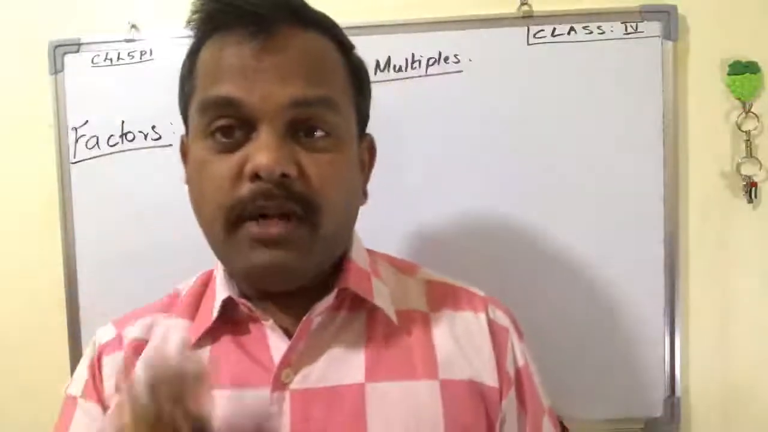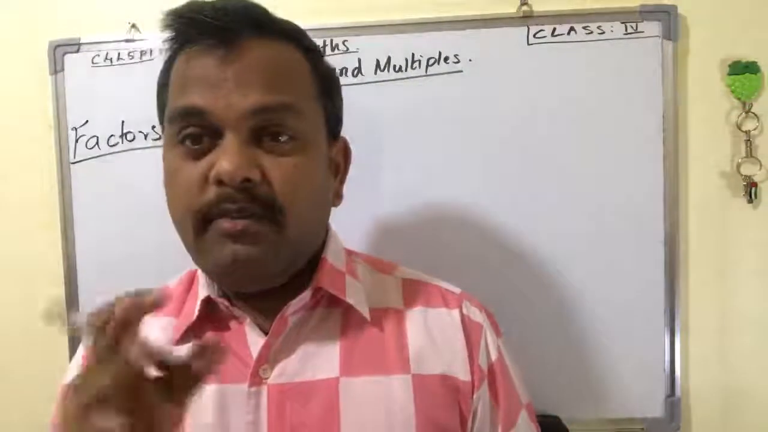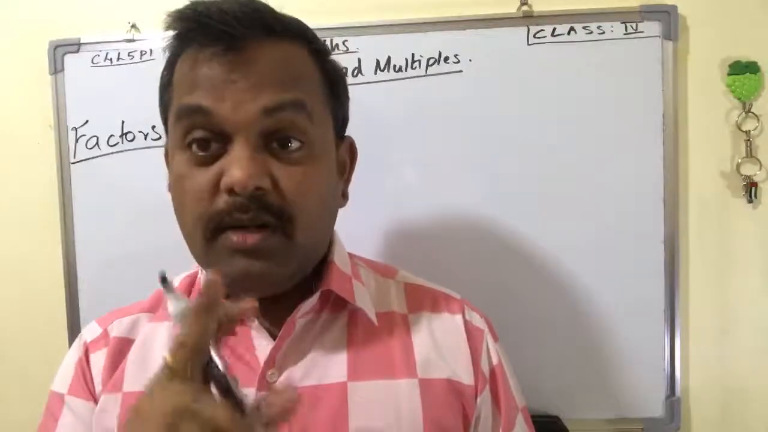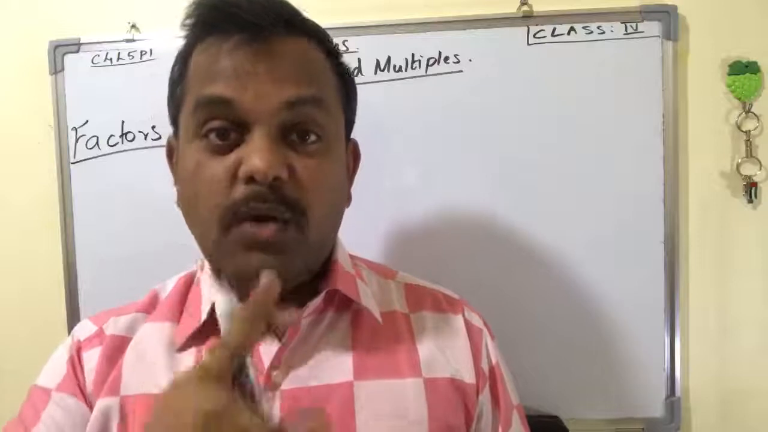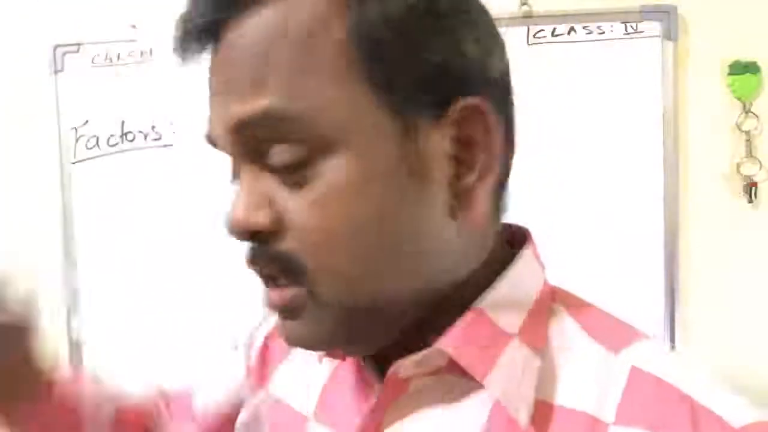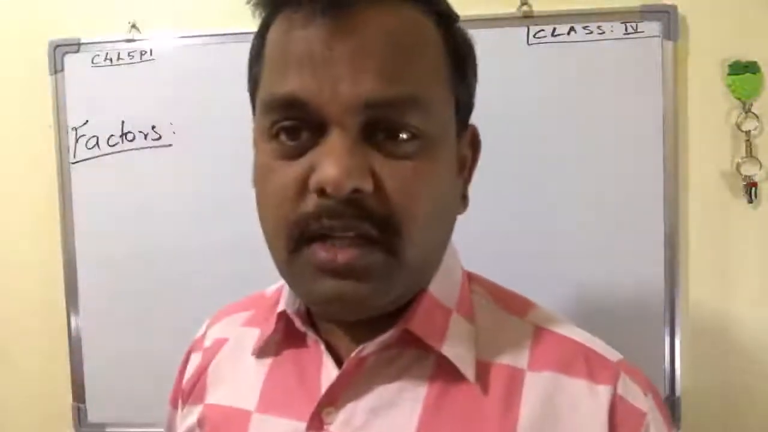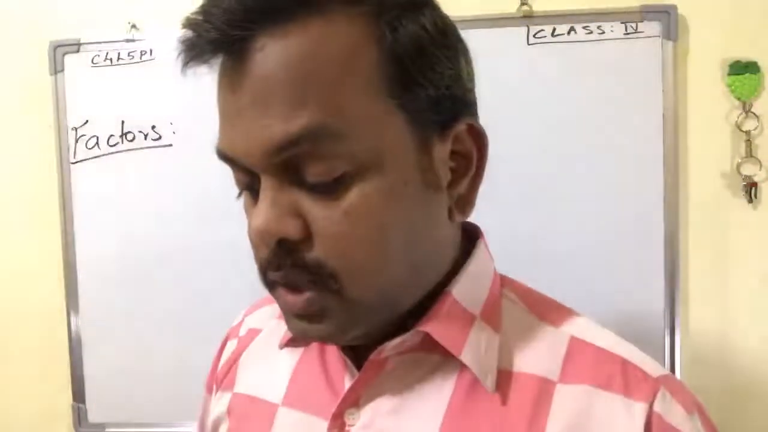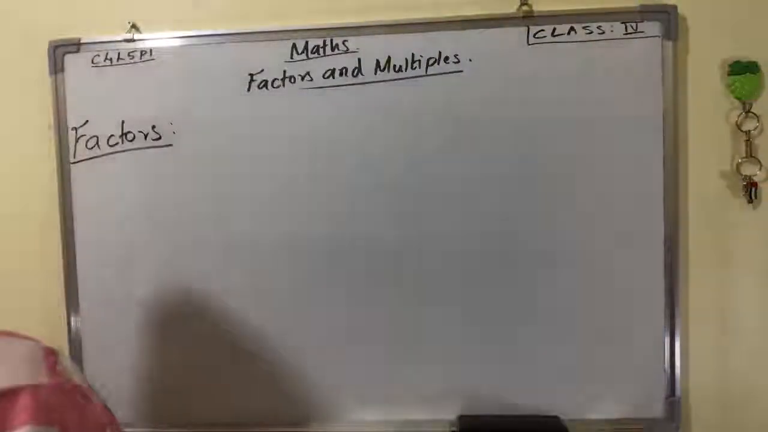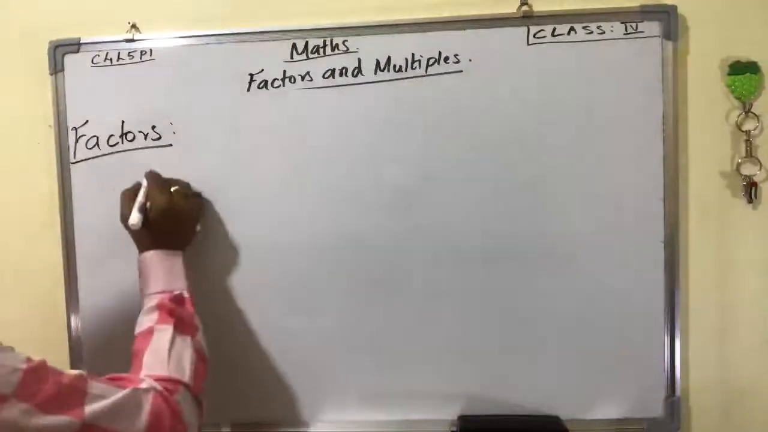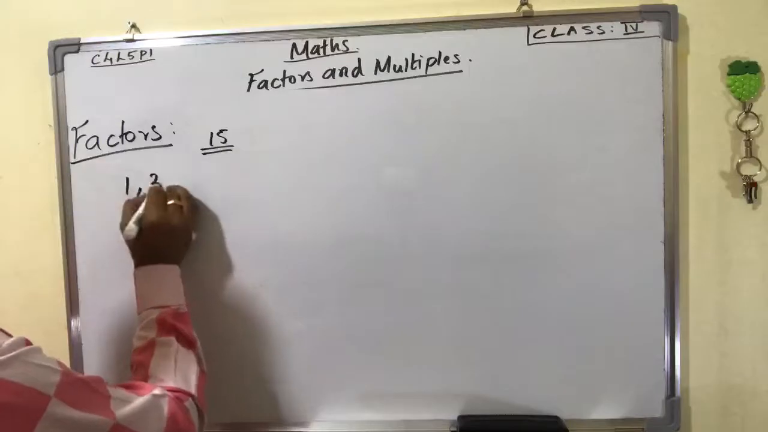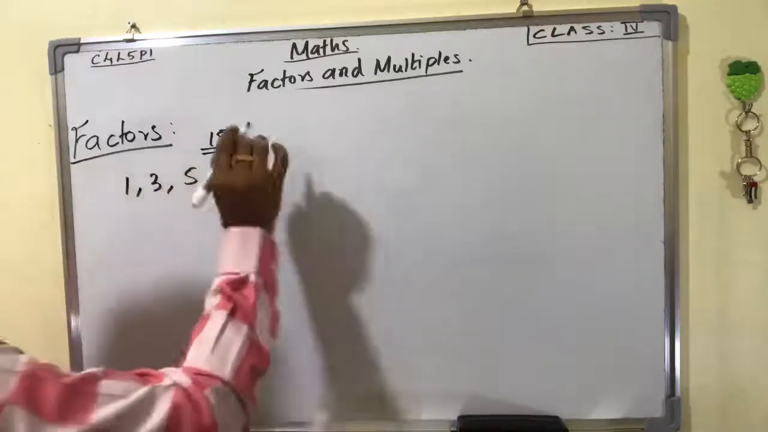Actually the proper definition of a factor is a number that divides any number without leaving any remainder. The factor of a number divides the number without leaving a remainder. This is a factor. From your book it is given very easily for you to understand. You have seen that 15 is a multiple of 1, 3, 5 and 15. Now I am going to take 15.